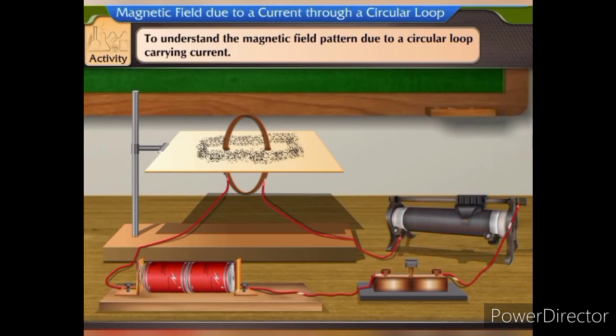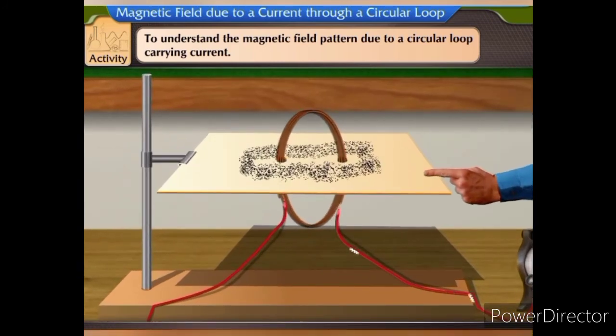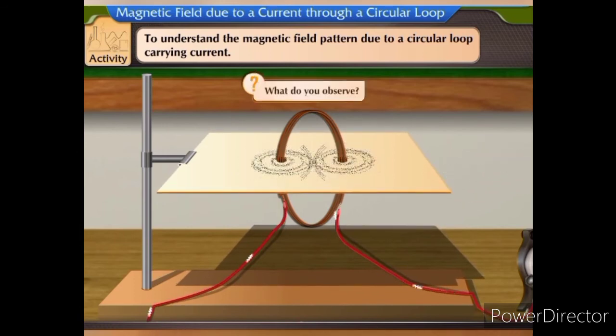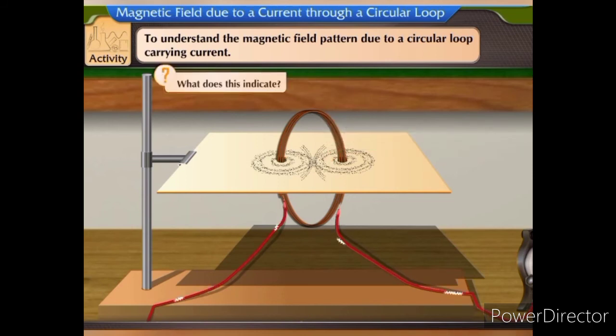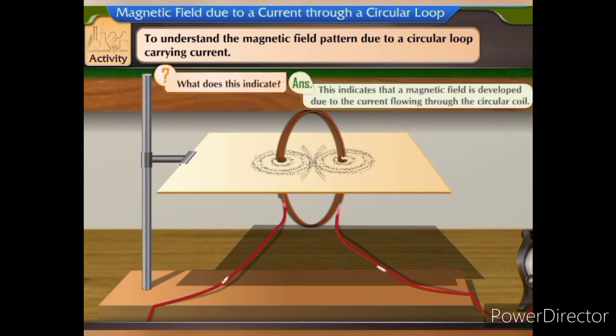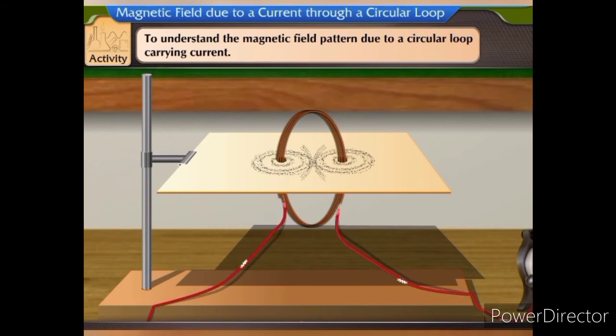Insert the plug key and tap the cardboard gently. What do you observe? You will observe that the iron filings get arranged in a pattern. What does this indicate? This indicates that a magnetic field is developed due to the current flowing through the circular coil. The filings get arranged in circular pattern with the wire of the coil as the axis.